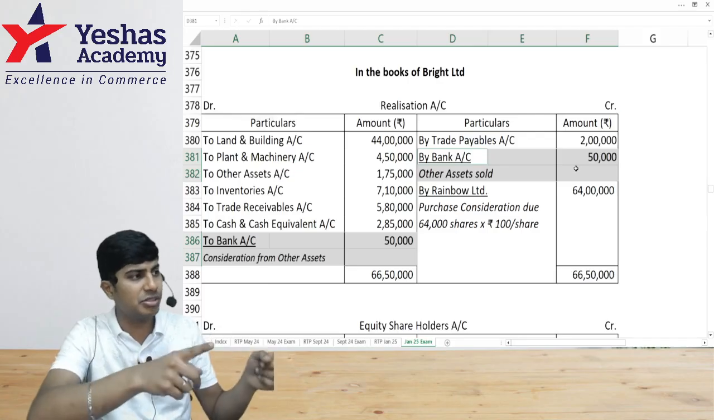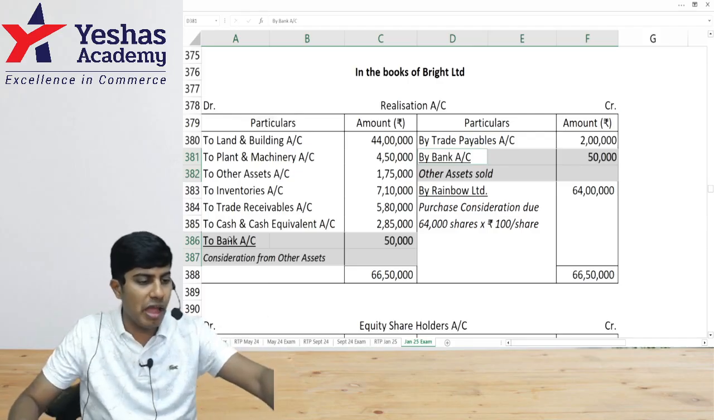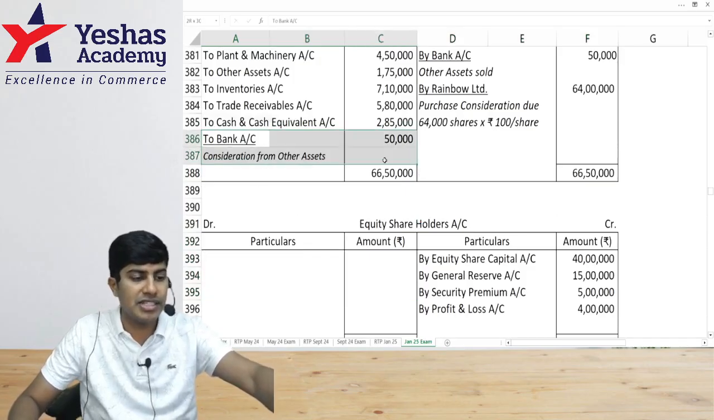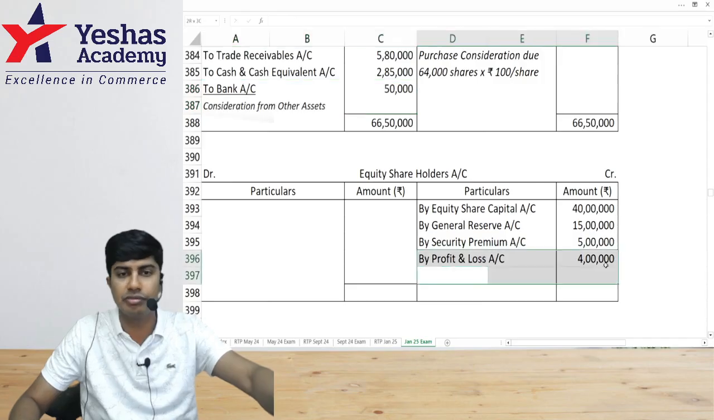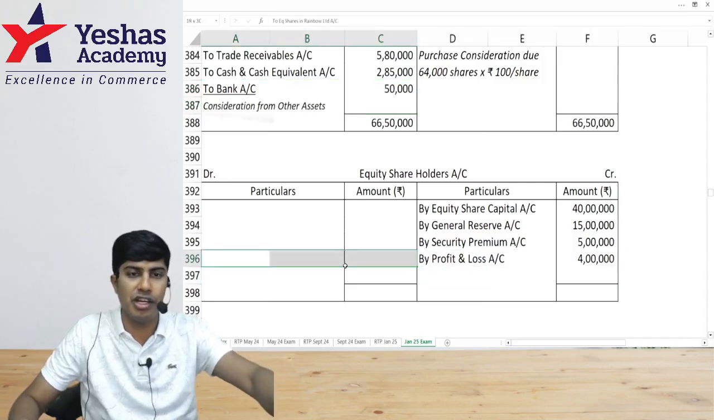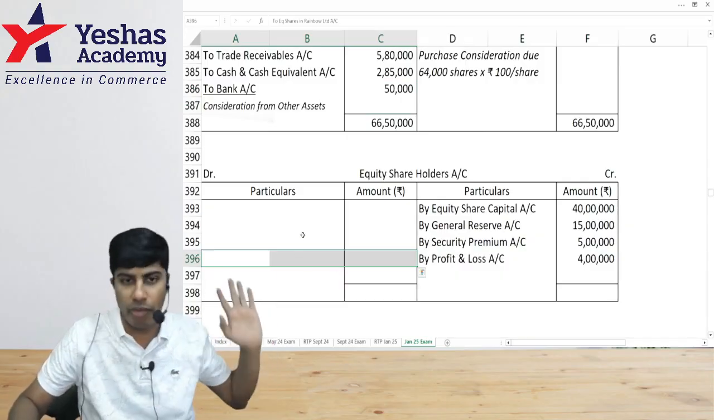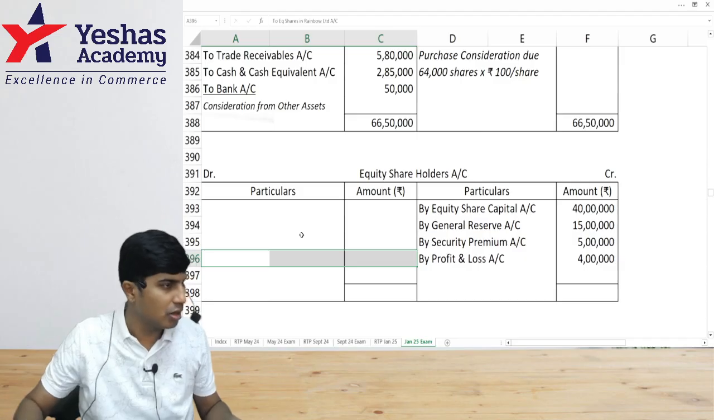If you assume that it is not given, this bank 50,000 will appear in shareholders account, and here you will get realization profit that will be written here. 50 credit, 50 debit. It will match same to same. In both the cases you will be awarded full marks in the exam. Don't worry about the same. Understood?